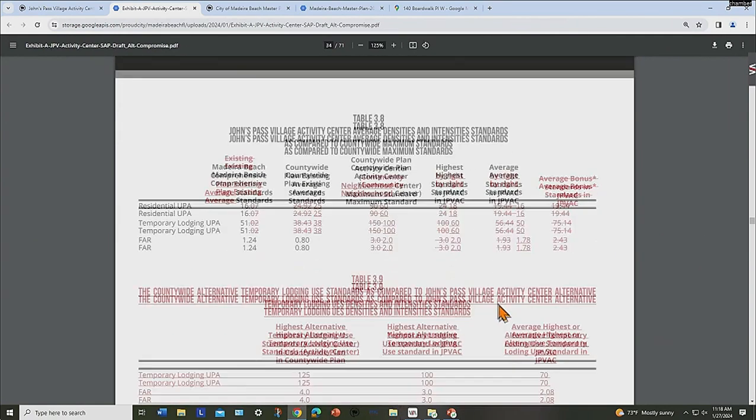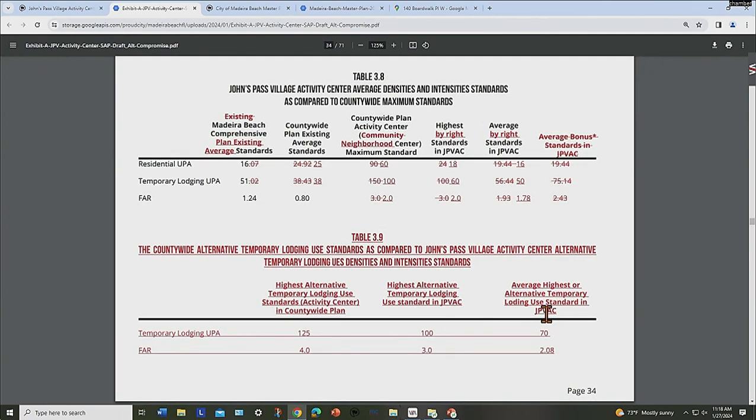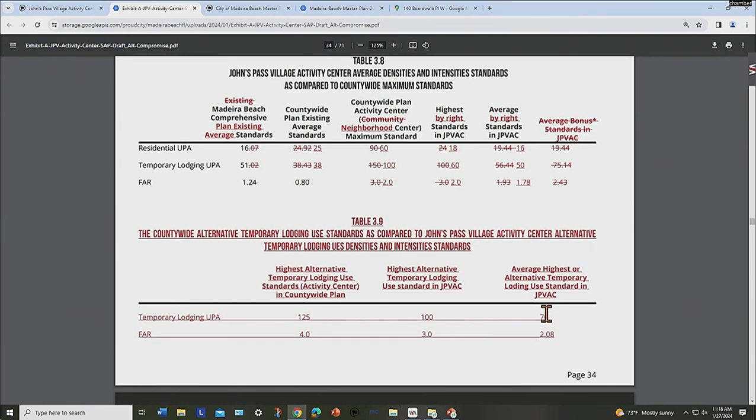With the alternative temporary lodge use standards, the max average would be in this, but these are hypothetical scenarios because, as you can see, it's mostly built out. So we did look at what the development potential was. But as you see, by right we actually are reducing it because we did remove density from certain areas. Since the area is fully built out, these are basically hypothetical maximums that aren't really possible to reach.